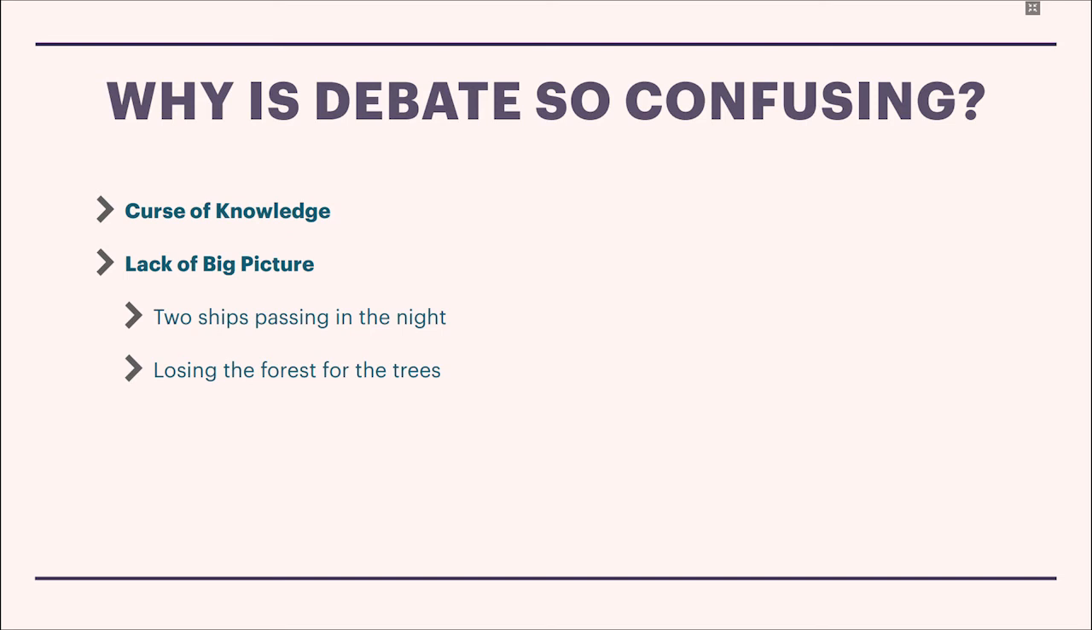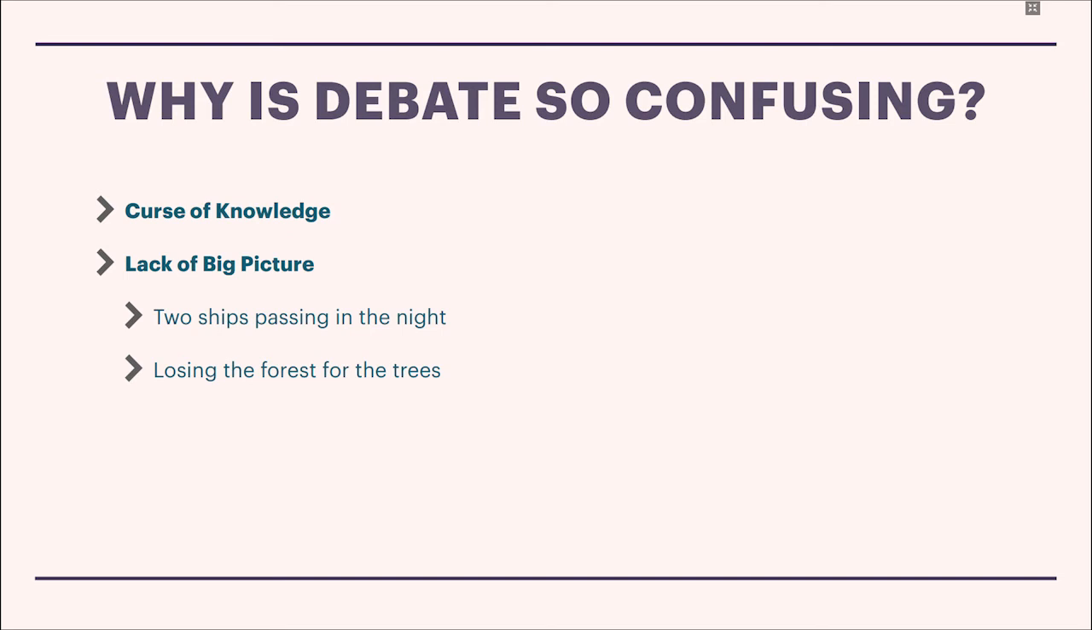The second thing is debaters lose sight of the bigger picture in the debate. Now, I think there are 2 main ways debaters lose sight of the big picture, and they're represented here through these 2 cliche metaphors. The first is two ships passing in the night. This is where the debaters don't actually refute each other. Affirmative presents their case, negative presents their case. There's no clash. Both sides just discuss their respective cases throughout the entire debate.